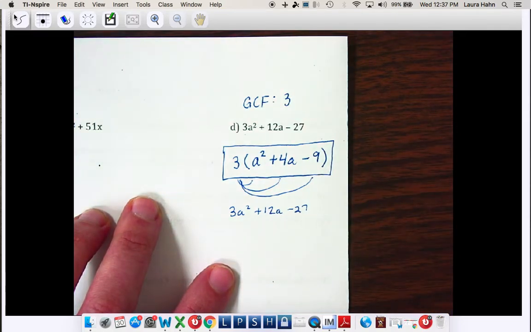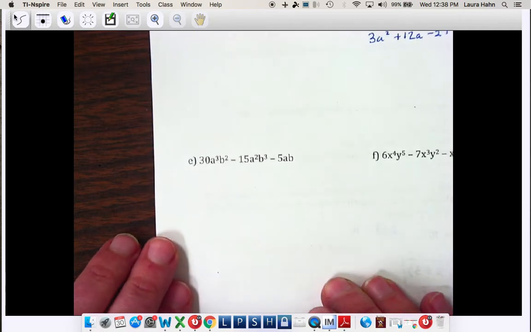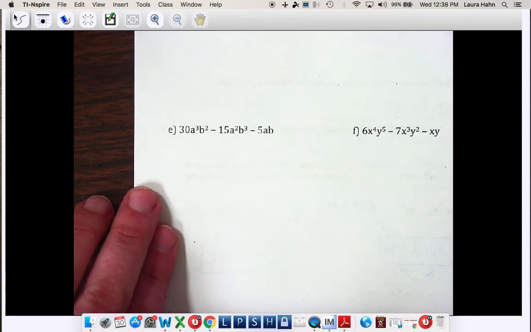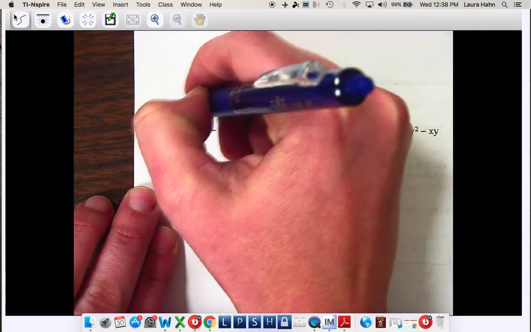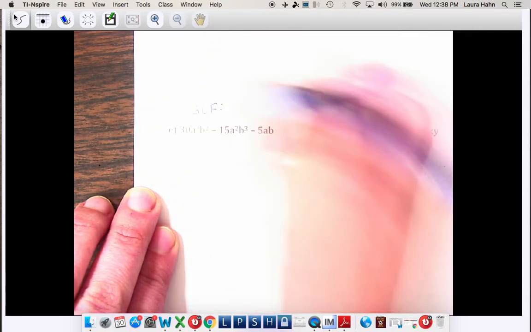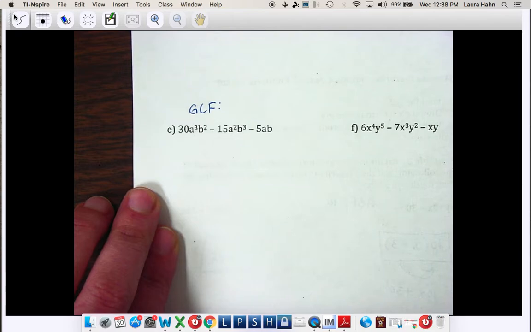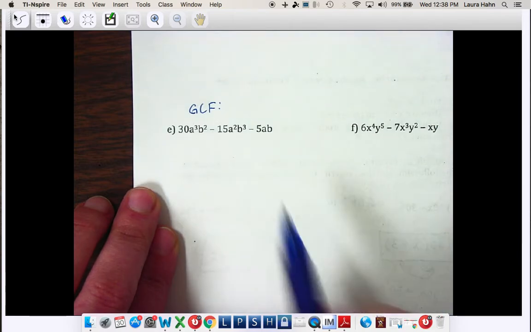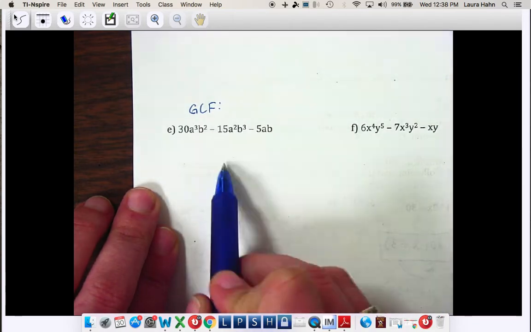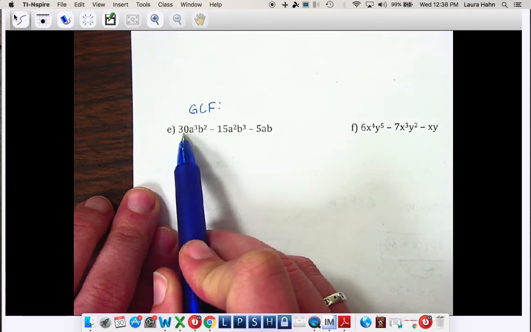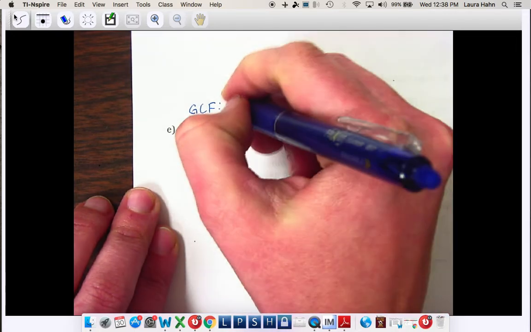Let's do E. Okay, let's find the greatest common factor. All right, first of all, let's look at 30, 15, and 5. I have to think about what is the biggest number that will go into 30, 15, and 5. 5. 5 goes into 5, 5 goes into 15, 5 goes into 30.